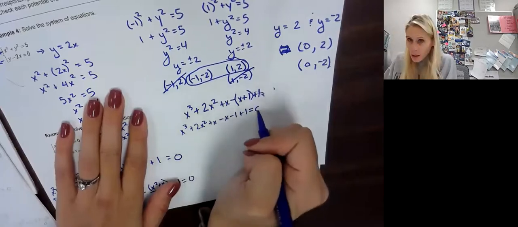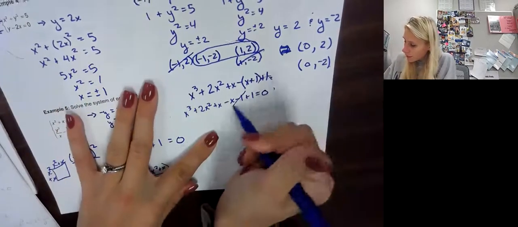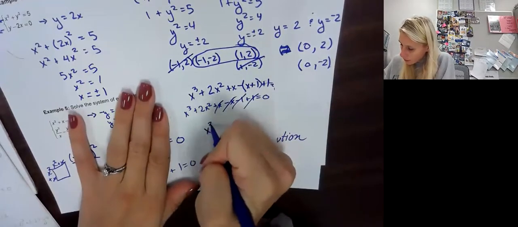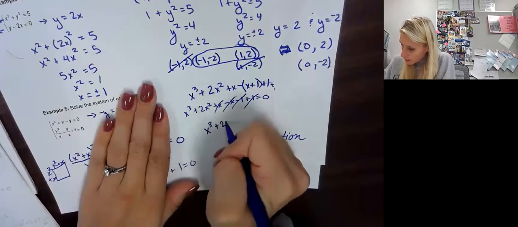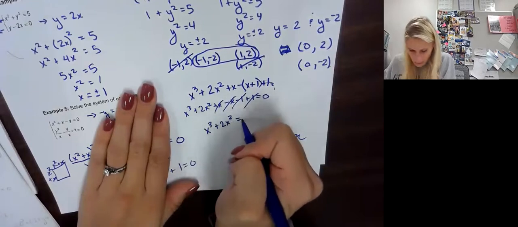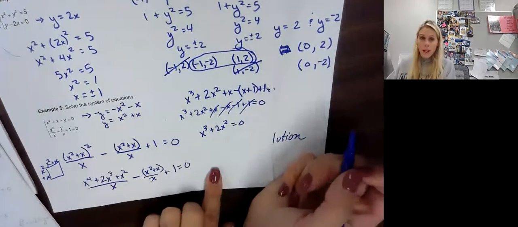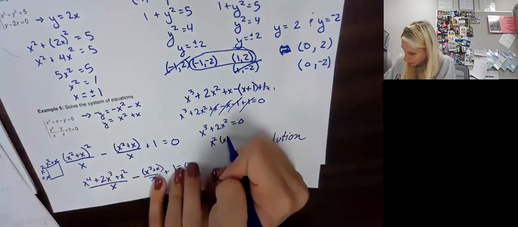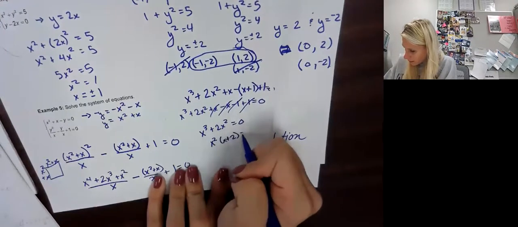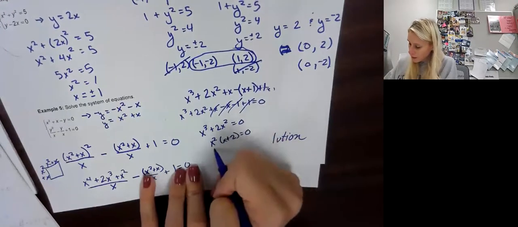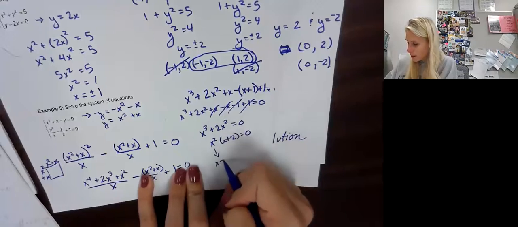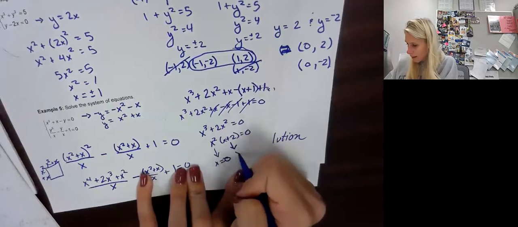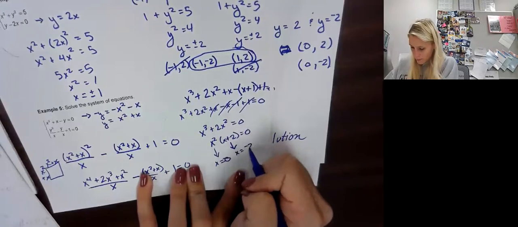Woo! Tons of algebra, guys. Okay, so the ones cancel. The x's cancel. I get x cubed plus 2x squared equals 0. So now I can factor. X squared comes out. X plus 2 is left. What makes this 0? Well, down here, x equals 0. What makes this 0? X equals negative 2.